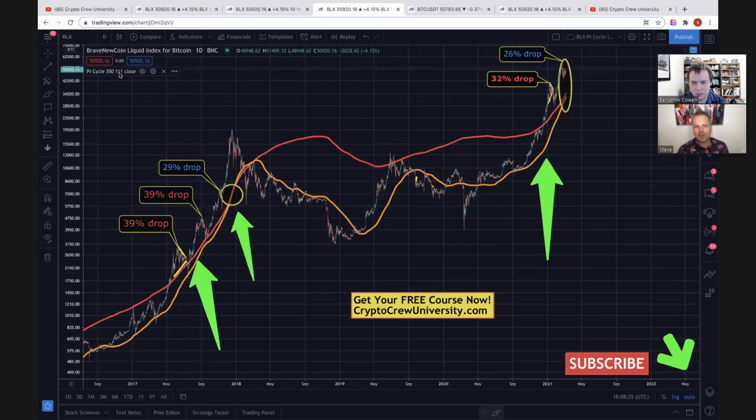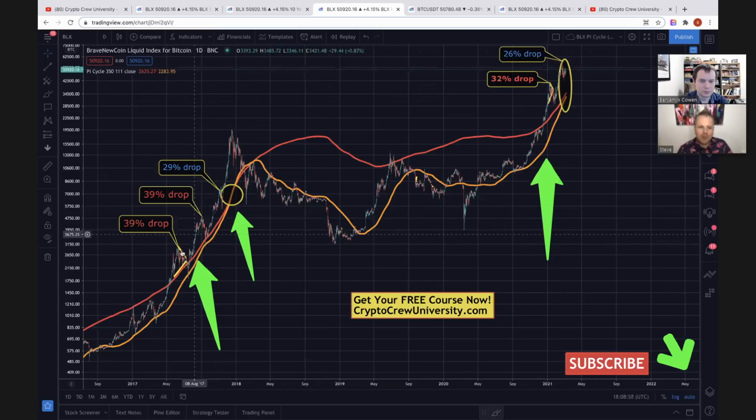So the Pi cycle is essentially the 111-day moving average and then the 2x multiple of the 350. A lot of people believe it's the 2x multiple of the 350 moving average, but it's actually the 350 of the price action. So the first time that we got above the red line here, it went parabolic.